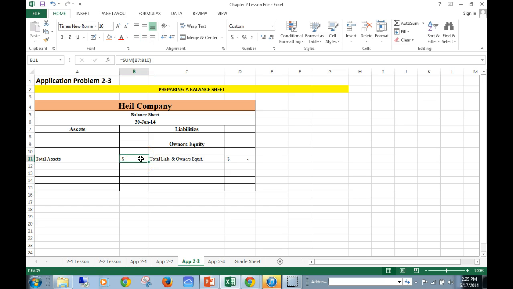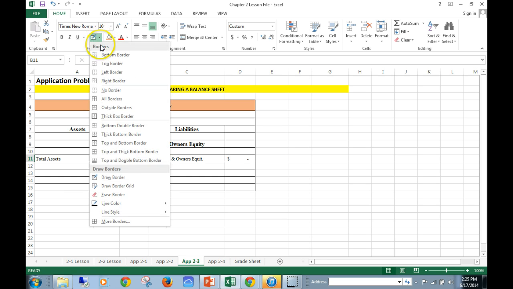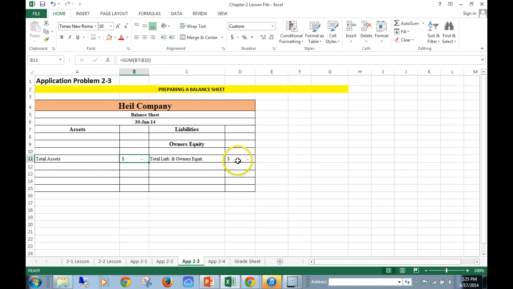Remember, in these cells, I've already summed these columns up for you, but make sure that we come up to the borders section and we put top and double bottom border, so that we have the double bottom border here. You will be marked off if you don't have that.